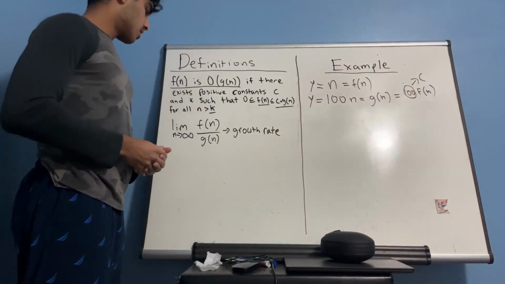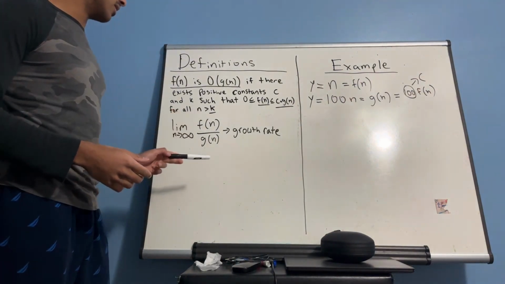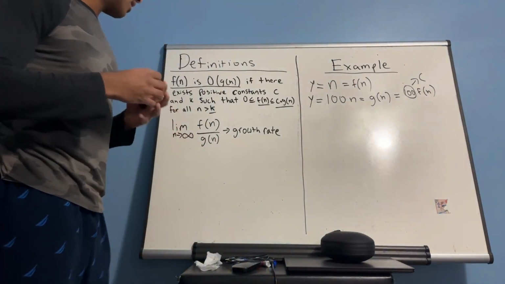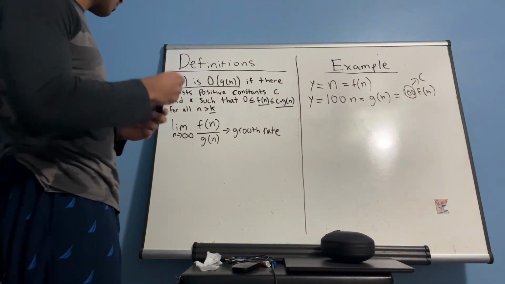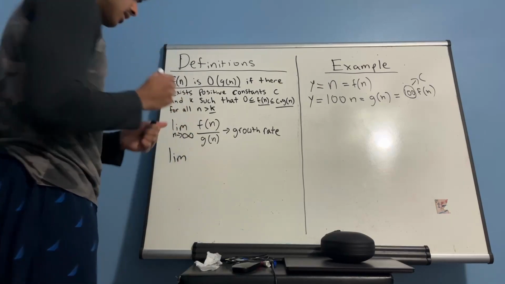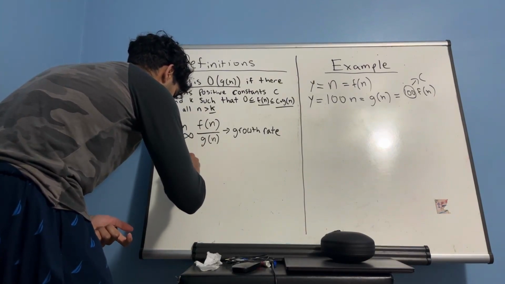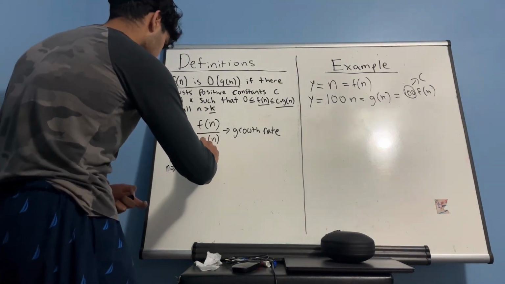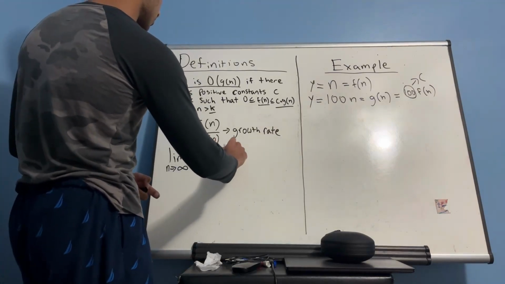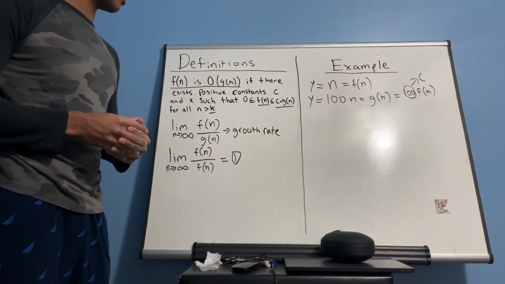So to find the growth rate between two functions, we have this definition right here, the limit as n approaches infinity of f of n over g of n. Before I do that, let's take a step back and think about what the growth rate is. Growth rate is essentially the limit as n is approaching infinity. And if we take the limit of a function over itself, this should just equal 1. So the growth rate of a function relative to itself is 1.